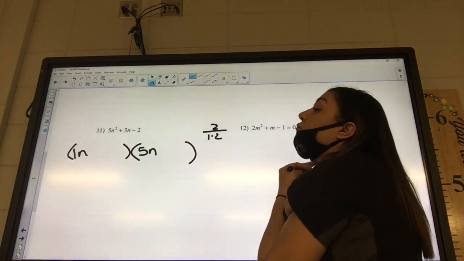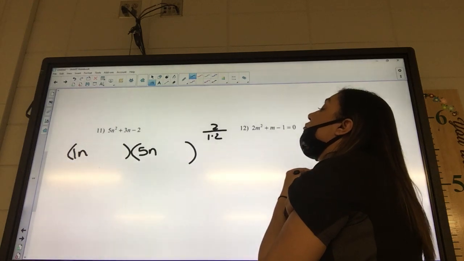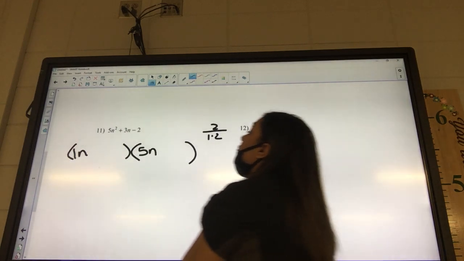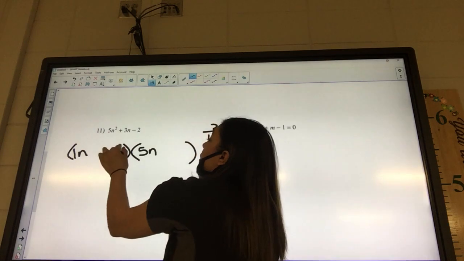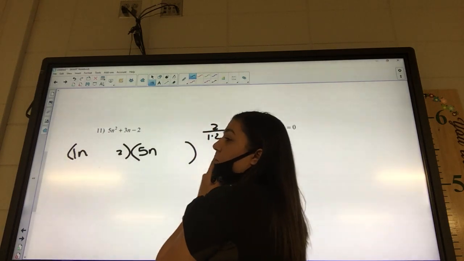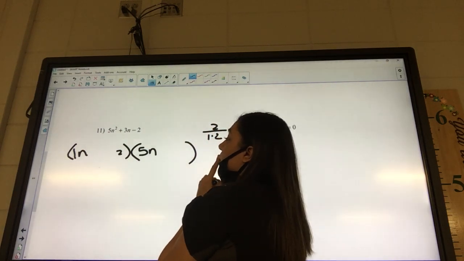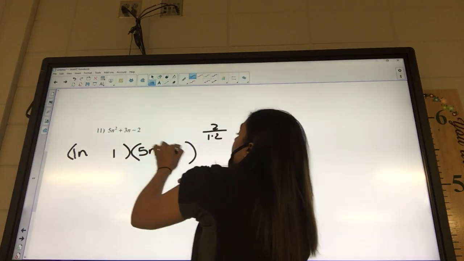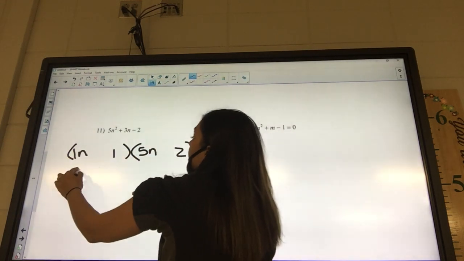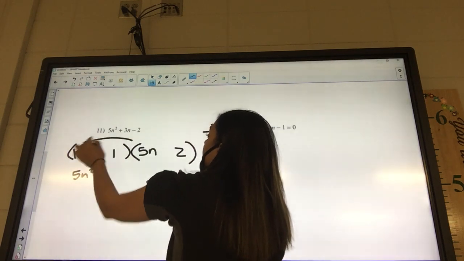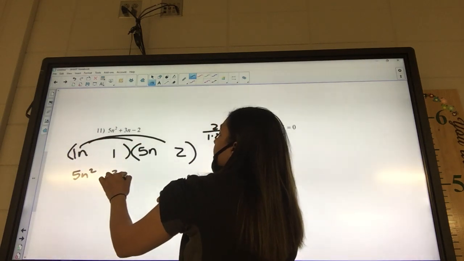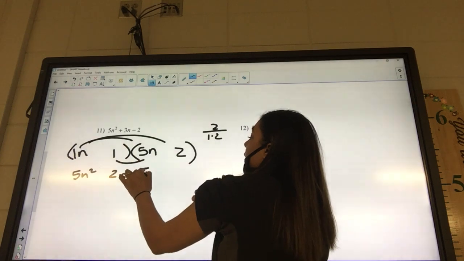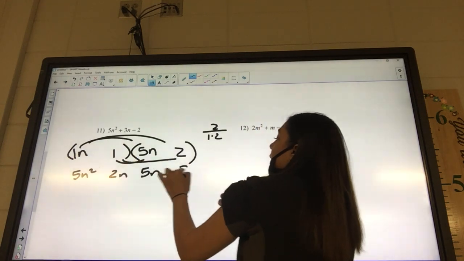Okay, if we put a 2 here, what are you going to get for the inner? 10. Is that close to 3? No. So 1 and 2. So the first, the outer, the inner, and then the last.